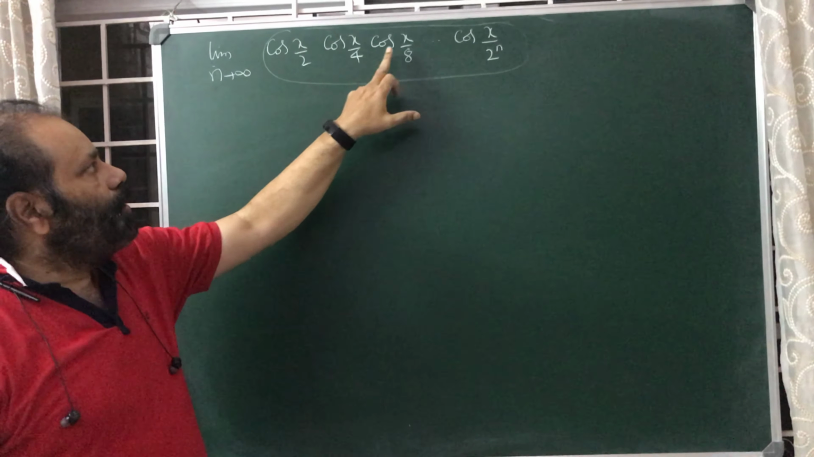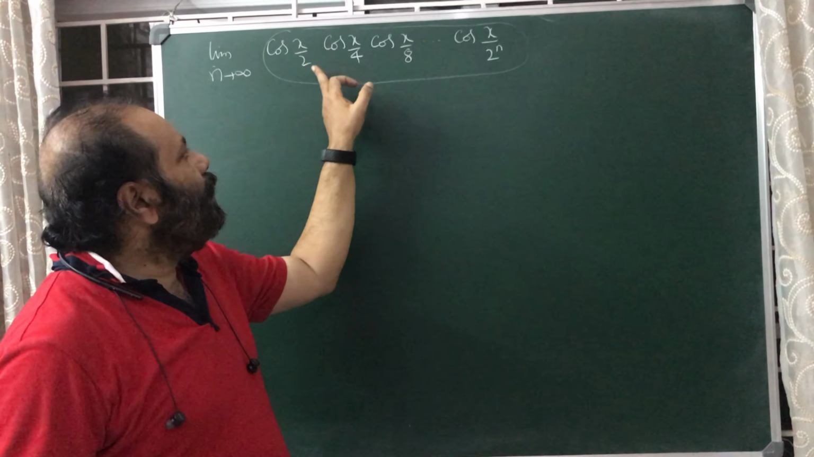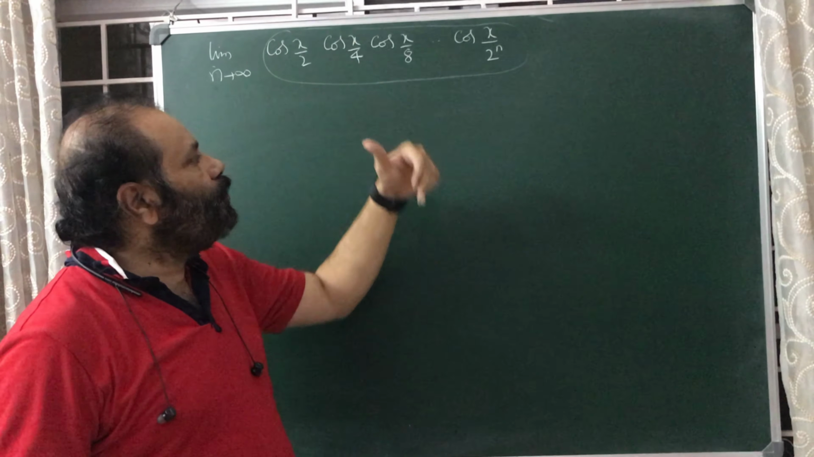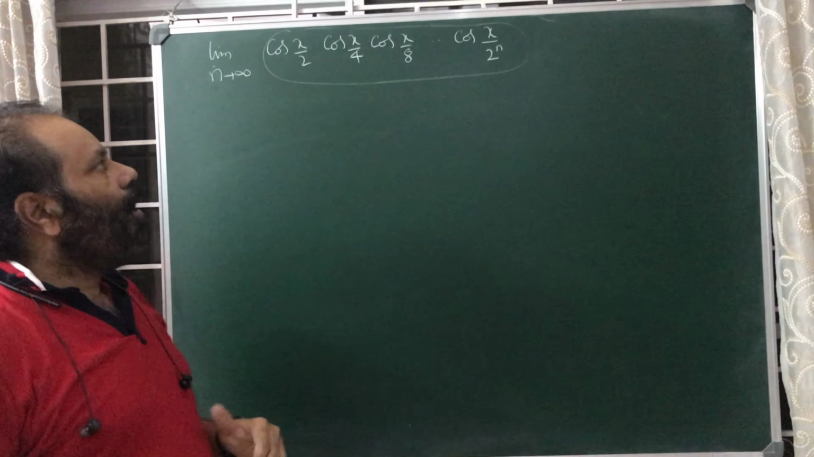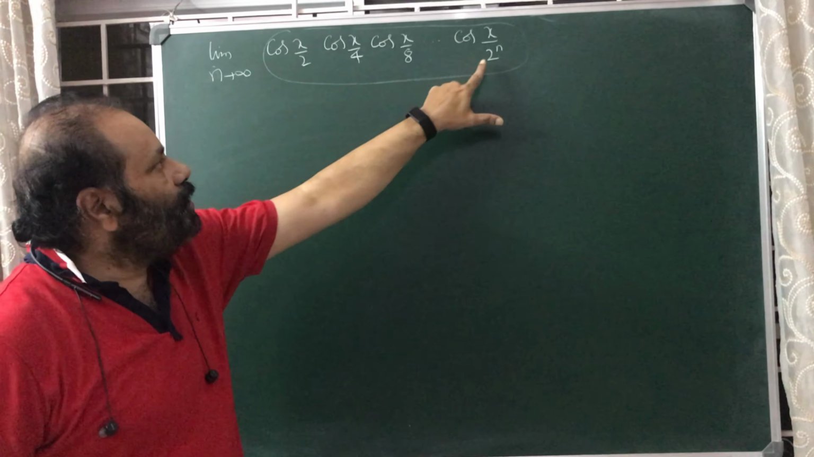Into cos x by 4 into cos x by 8 and so on, cos x by 2 power n. Here the angles are continuously decreasing by a factor of 2, which means the angles are in GP and they are in continued product. So out of all the things, this is the least one.